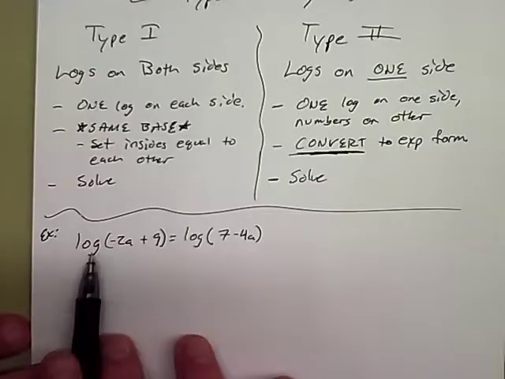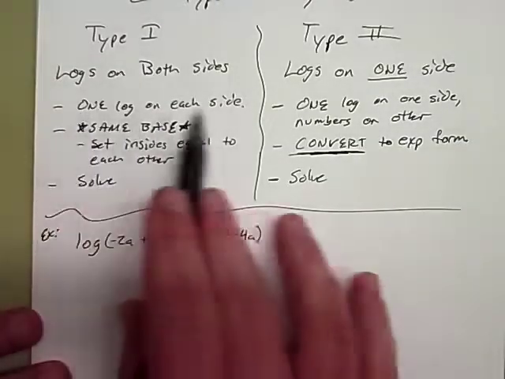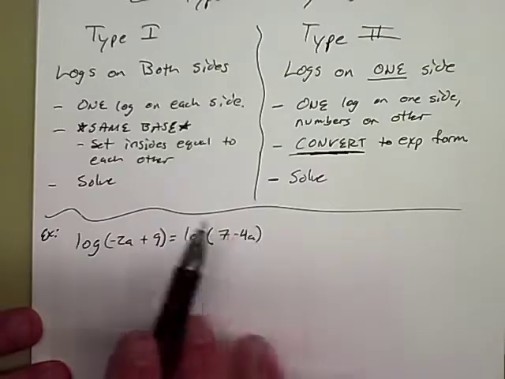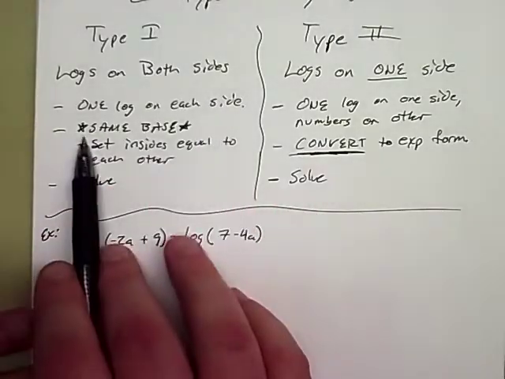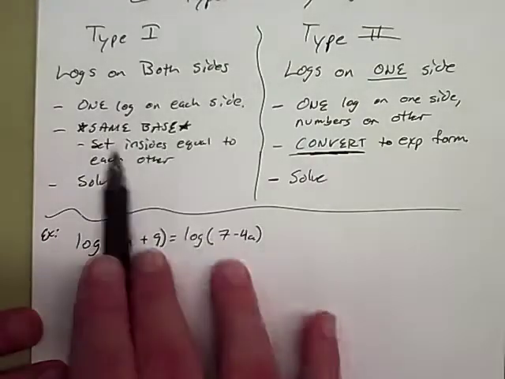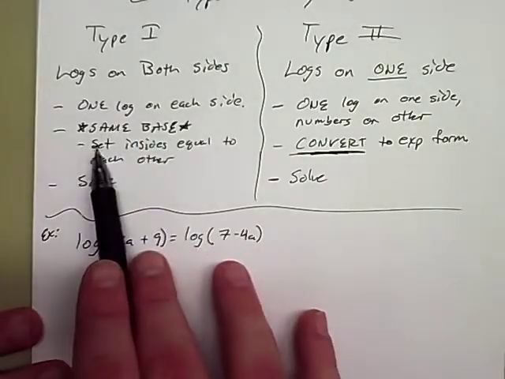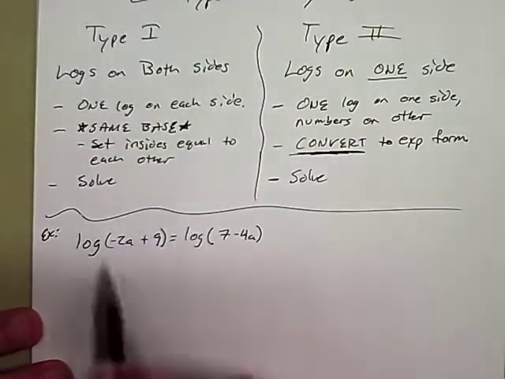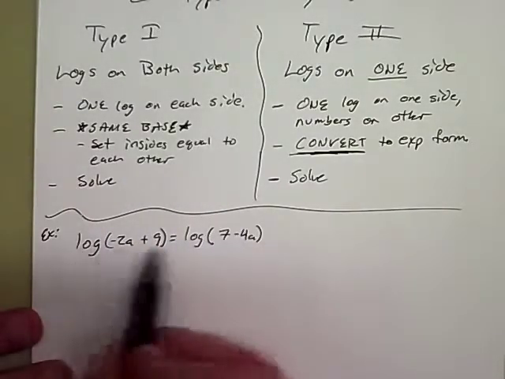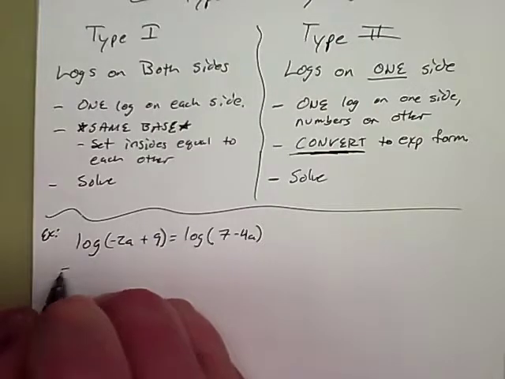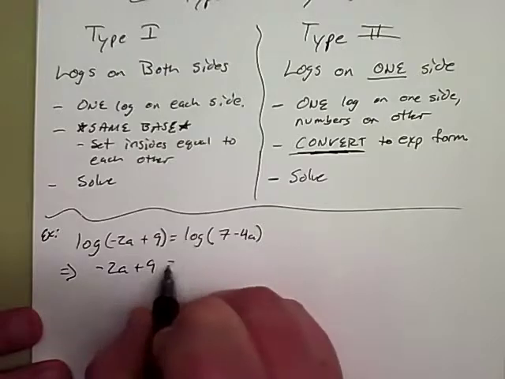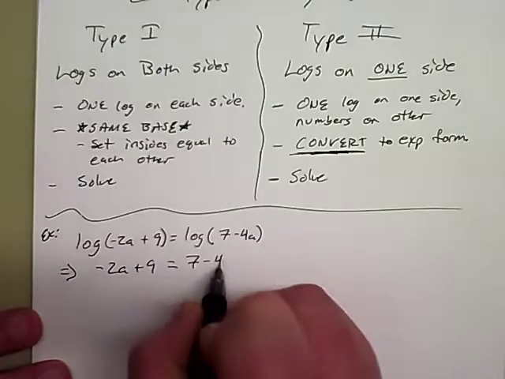All right, so I check. One log on each side. I have one logarithm over here, and I have one logarithm over here. So step 1 is done. Step 2, make sure they have the same base. So log base 10, log base 10. Okay, now that they have the same base, I can set the insides equal to each other. Well, here's what the inside is. If I have these logs, then that must mean that negative 2a plus 9 equals 7 minus 4a.